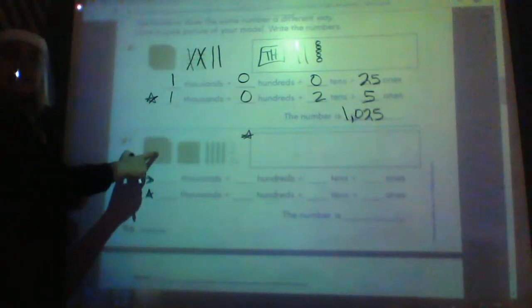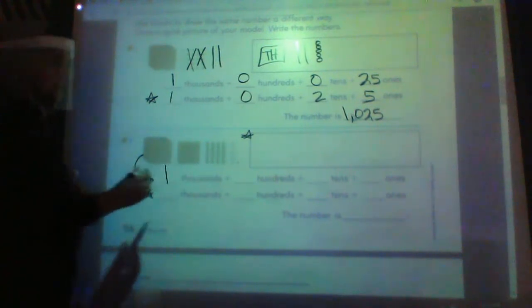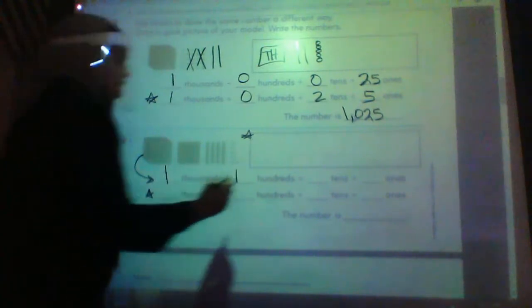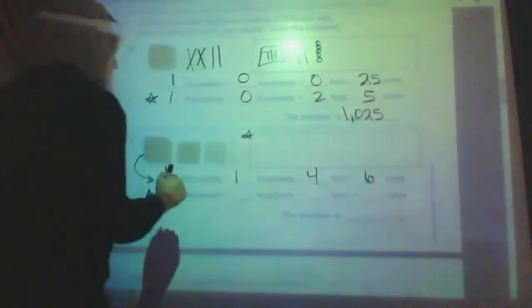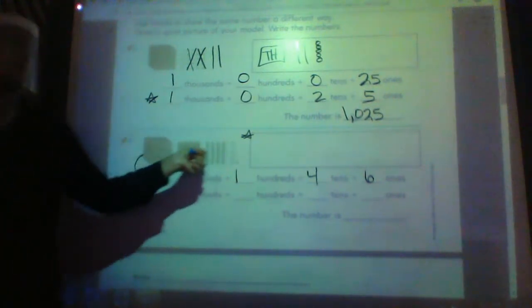How many thousands are in their picture? 1. How many hundreds are in their picture? 1. How many tens are in their picture? 4. How many ones are in their picture? 6. That's easy, right? Do you agree? Okay, good. Now what we have to do is break this apart.